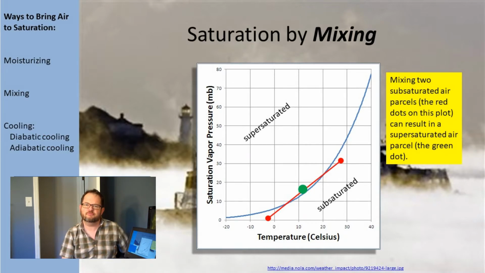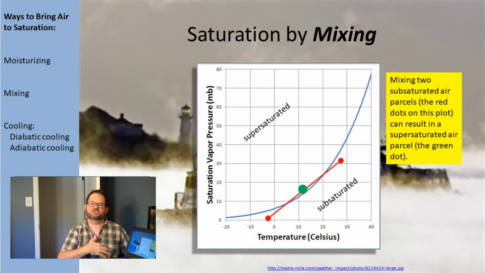It's above the curve. Its vapor pressure is greater than the saturation vapor pressure for that temperature. This air parcel is actually supersaturated. It needs to convert some of that water vapor into liquid water because it's got more water vapor in it than it can hold at its temperature. We took two air parcels that are subsaturated and did something to mix them, and when we mixed them, we ended up with air that is saturated, or better yet, actually even supersaturated.